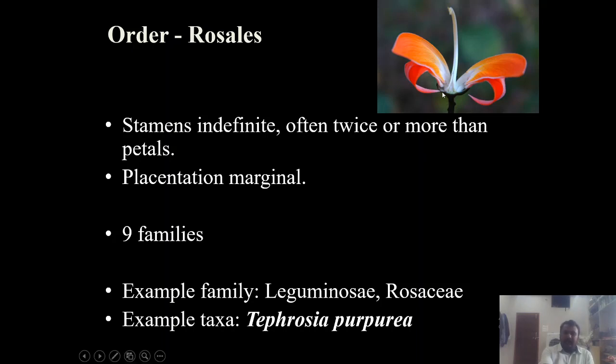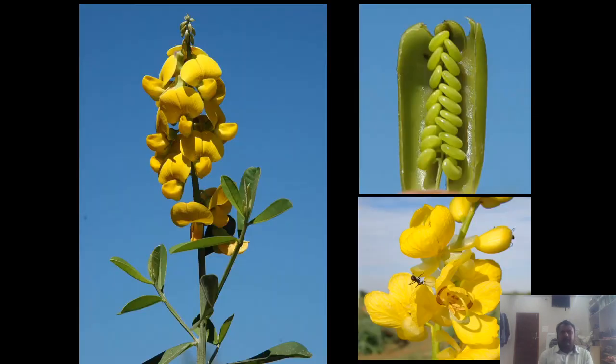Here we are seeing Butea monosperma flower. Now we can see that in the leguminous member, Tephrosia, all the ovules are arranged at one place. This is marginal placentation.